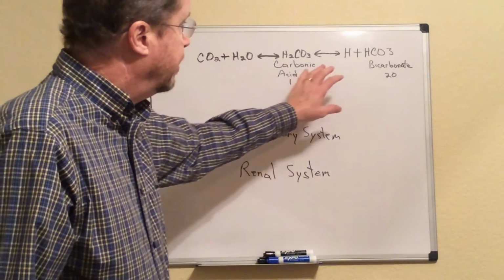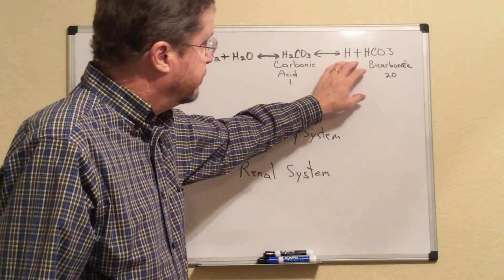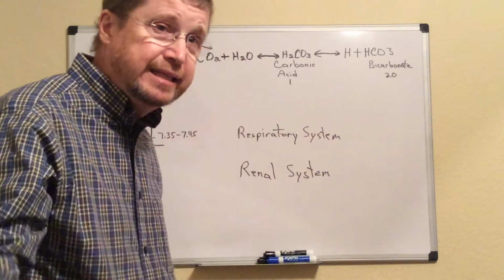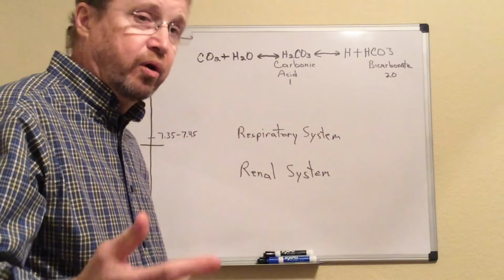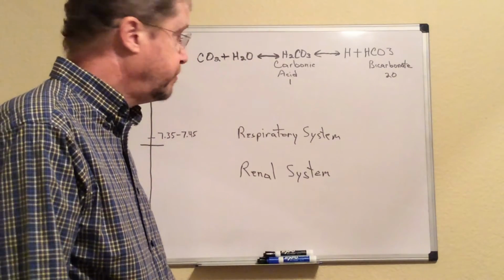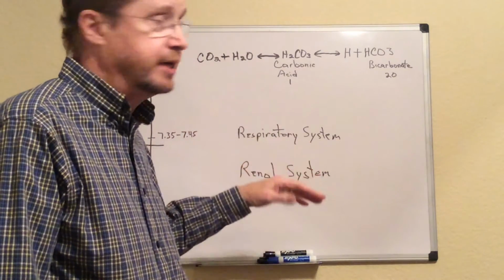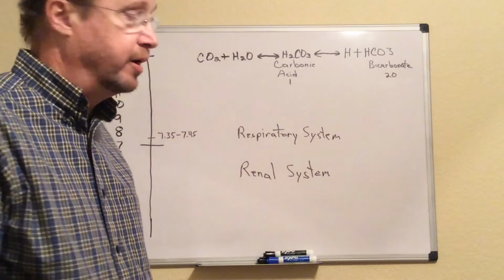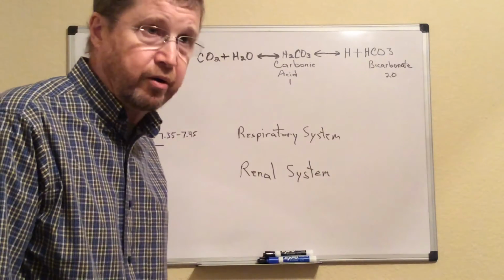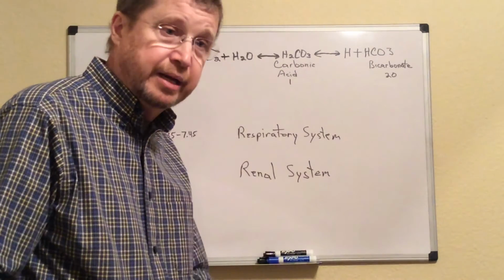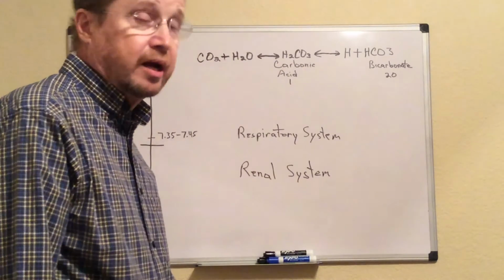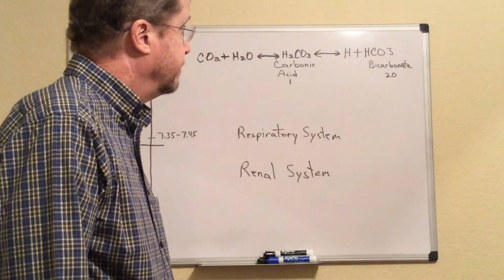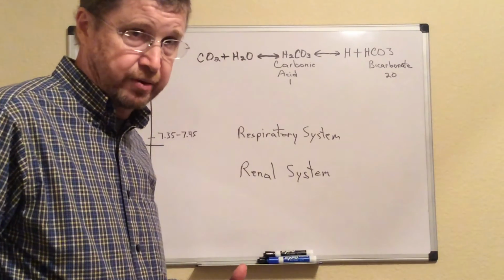The kidneys will be either eliminating or retaining hydrogen, which means they'll either be releasing hydrogen into the urine to get rid of it, or retaining hydrogen in the body to help restore pH balance, or they'll be doing the same thing with bicarb. If there's too much bicarbonate in the body, then the kidneys will be eliminating it in the urine. If there's not enough bicarb in the body, then the kidneys will be retaining bicarb.